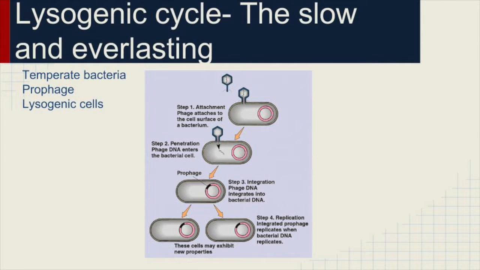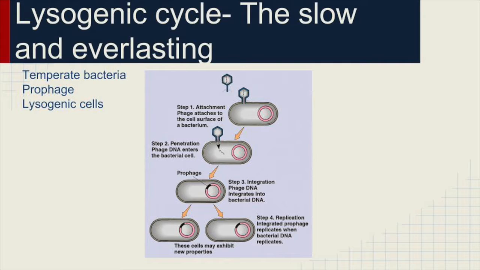And then the next cycle that we would be talking about is a slow and everlasting cycle, and the reason I call it that is because this is a very hard virus to get rid of, because it basically goes through many cells, and it is just a large spread of virus that is very hard to get rid of. Now, let me stop dilly-dallying and go to the lysogenic cycle.